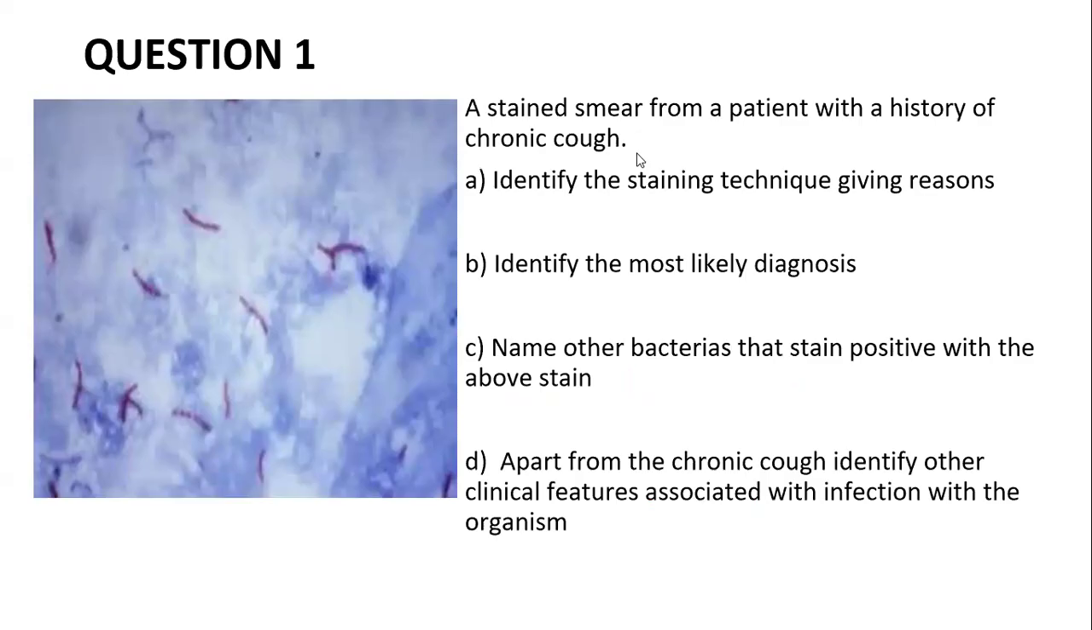Question 1: a stained smear from a patient with a history of chronic cough. So here is the stain. You can see these pink lines that you can see here are the bacteria. So identify the staining technique giving reasons. So what staining technique is this?